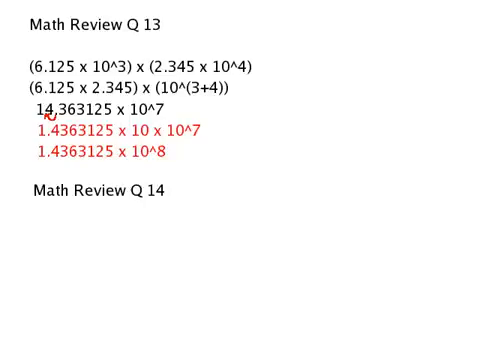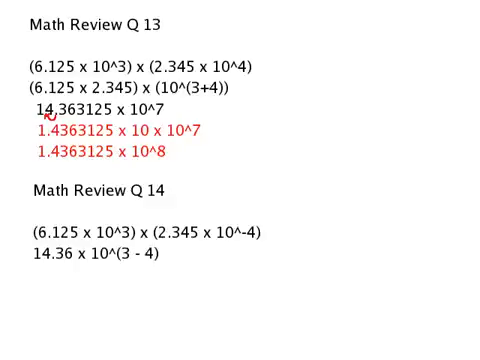Yeah, let's see. Is that finished? I think it winds up to be 1.4 times 10 to the something. Let's see if we can get that. Okay, so let me just write this. We're multiplying 6.125 times 2.345. That's going to be 14 point, I'm just going to round it, 14.36. Okay, and then times 10 to the 3 minus 4. So if we subtract that, what's the exponent going to be?